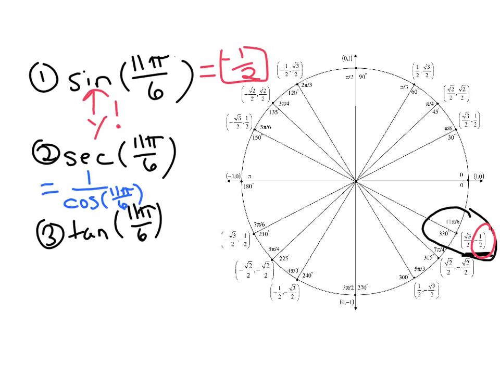So secant's the reciprocal of cosine, which, remember, is the x-coordinate on the unit circle. So we could write 1 over the square root of 3 over 2, but rather than write 1 over a fraction, you might just think in your head, okay, reciprocal, so I just flip it: 2 over the square root of 3.